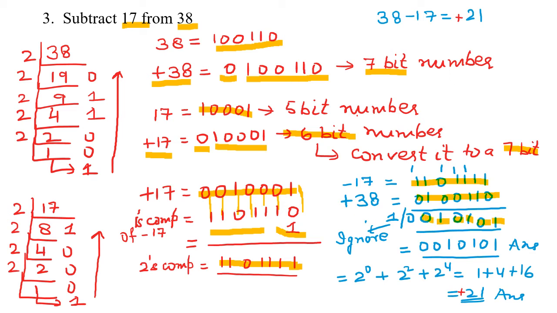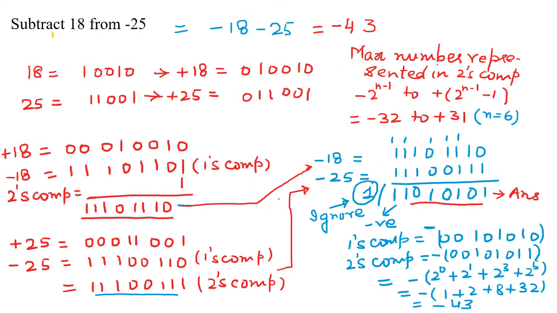Again 1 plus 0 is 1. 1 plus 1 is 0 with carry 1. Ignore this final carry. The answer is 0010101. Now, the first bit is 0, which indicates the result is positive. Convert this binary value to equivalent decimal value, which comes out to be plus 21, and 38 minus 17 is equivalent to plus 21. Let us take one more example.